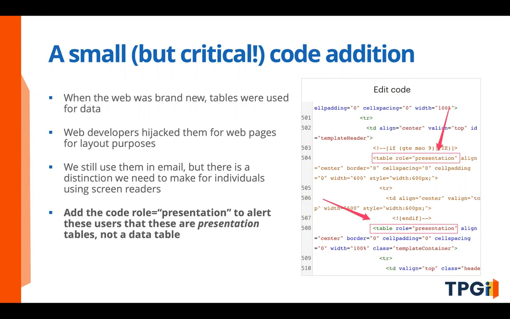for their content. So because these tables are actually used for data, what you want to do is add the role equals presentation code to let screen reader users know that these are presentation tables, not data tables. And it will actually change the way the screen reader reads what is in the tables, so it makes sense for that screen reader user.